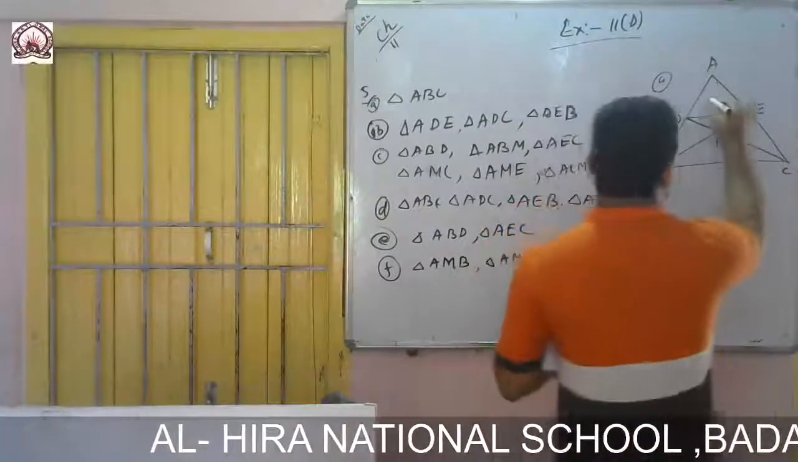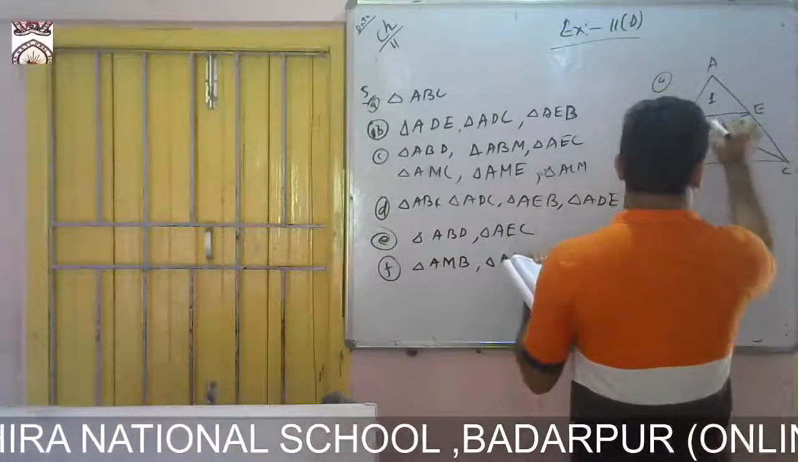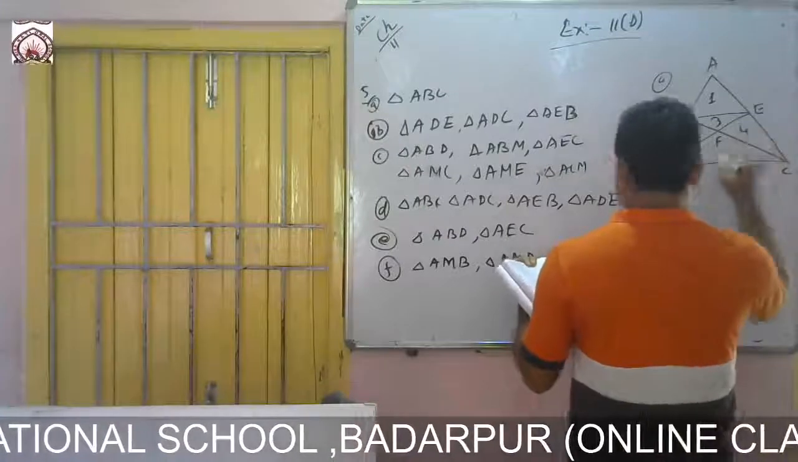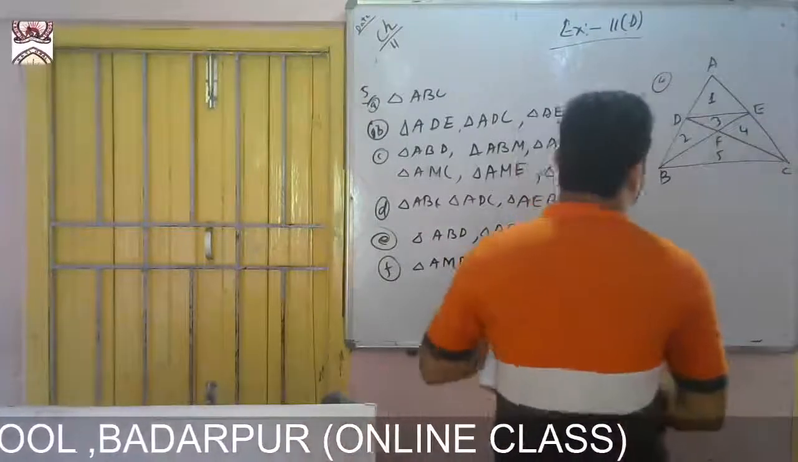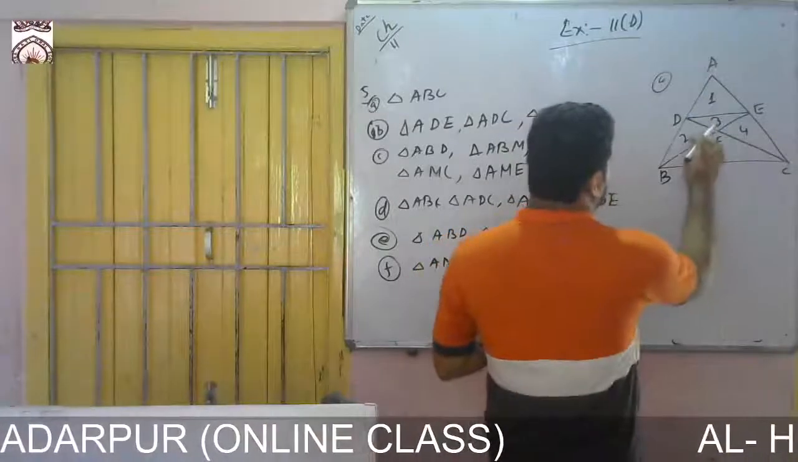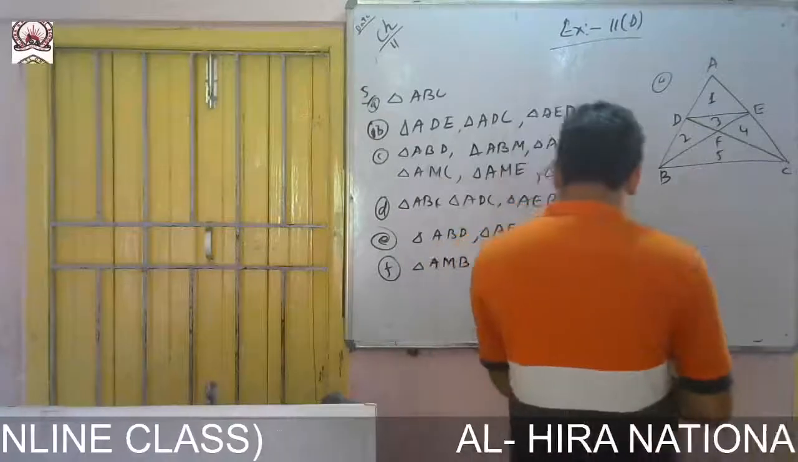From this, what hint is given, you see how the triangle is divided. You see this one is number 1, then this one number 2, then this one number 3, this one number 4, then this one number 5. But more than 5 are there, because you see this 2 and 3 make one triangle.